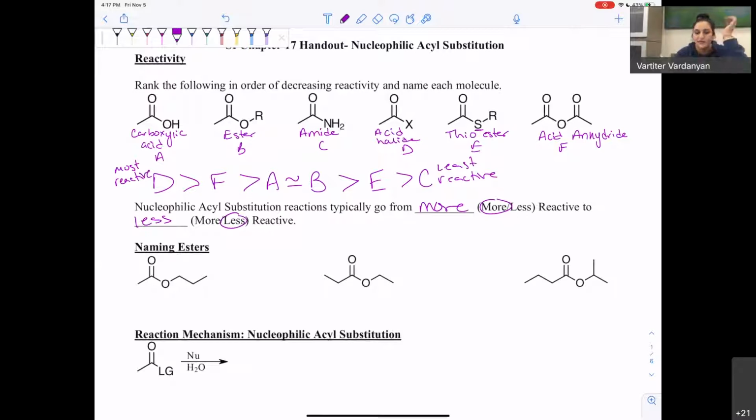I'll give you a moment to soak that in. Do we have any questions? No, stability and reactivity are not the same. The more stable something is, the less reactive it is. So they're opposites, basically.